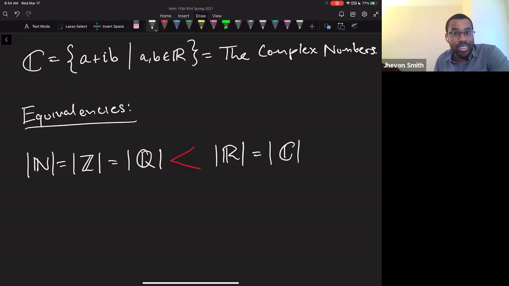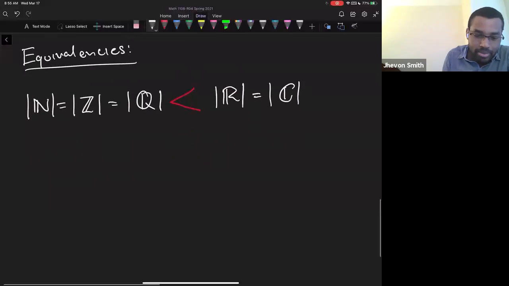Which sounds crazy. I mean, you're talking about one line in an ocean of space. How is it that if I were to plot all the points on the line and I were to plot all the points in two-dimensional space, I have the same number of points? Is that what you're telling me? Yes, that's what I'm telling you. Infinite sets get weird, okay? So we also mentioned that.